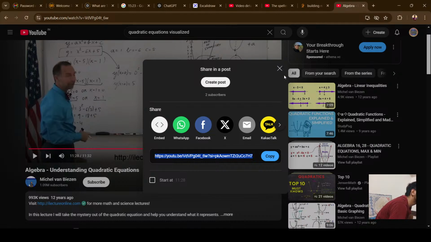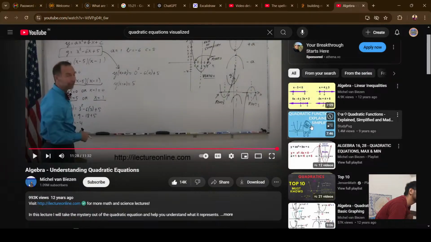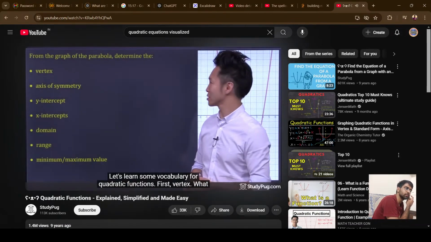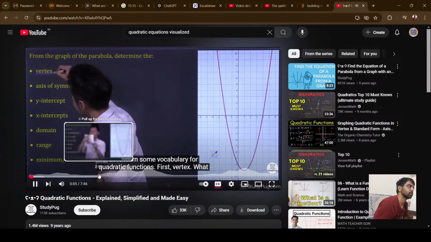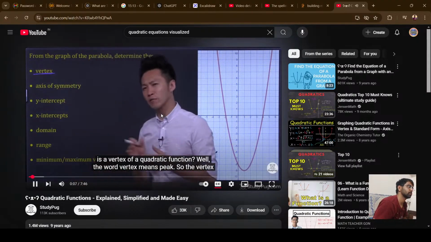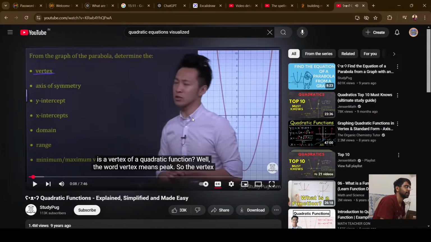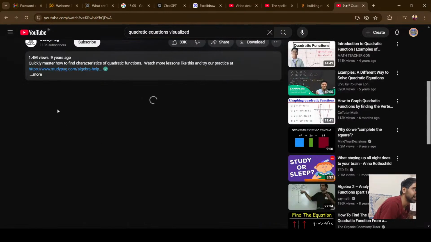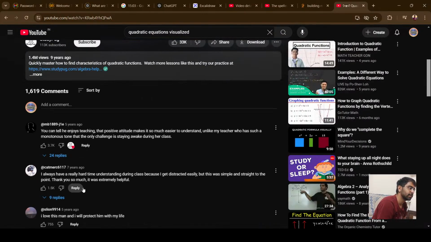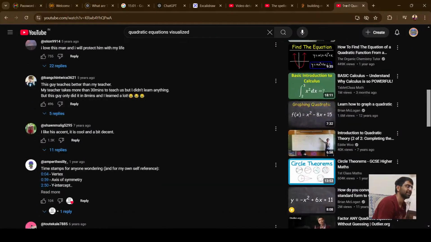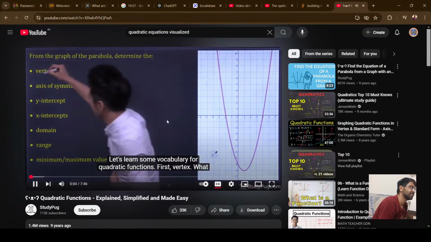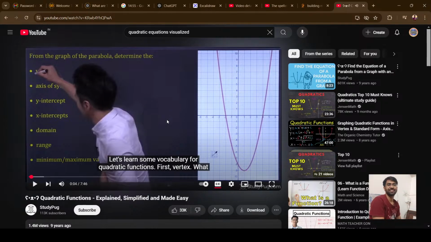Quadratic equations simplified. Let's learn some vocabularies for quadratic functions. First, vertex. What is the vertex of a quadratic function? Man, this guy's hair is like a parabola. Should I comment? No, yeah, it is. He has this parabola shaped hairstyle.